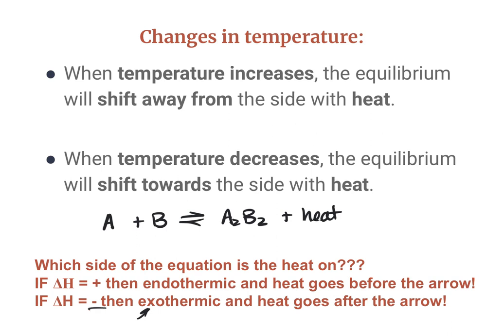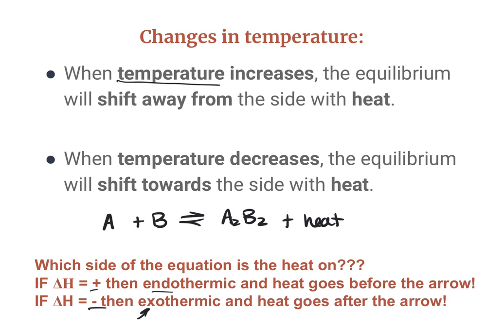So if the heat is on the right, that means it's exothermic, and if the heat were instead on the other side, like I have to put heat into this to make this reaction work, then it would be endothermic, okay? And that means it goes before the arrow, positive delta H. So you have to figure out, is it going to be on the left or on the right? And for this example, I'm just going to put it on the right, okay? So this is exothermic.